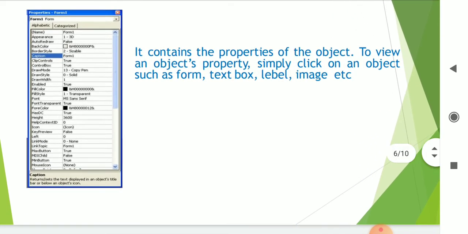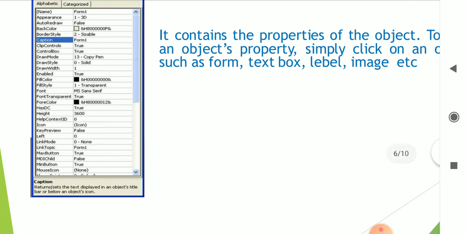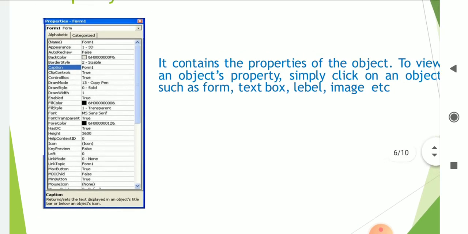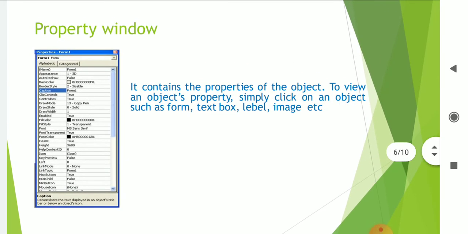See this property window, number of objects are there, number of values are there. You have to change the values as per your requirement. Then you can change the object property as its name, its color, its size, its thickness of the text. Lot of things are there.